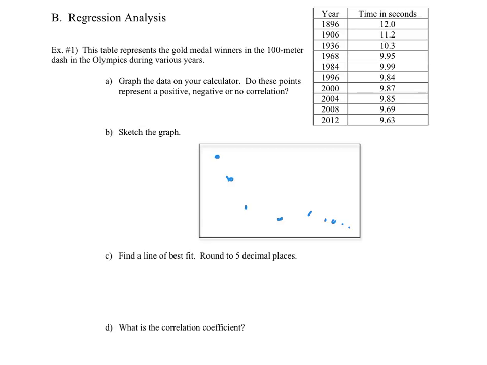And then you always want to write down what the window is, too. Okay? So press window, and my window is about 1884 to 2023. And then for the Y's, it's 9.2 to 12.4. All right, so it's a negative correlation.